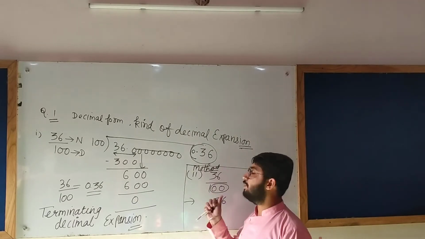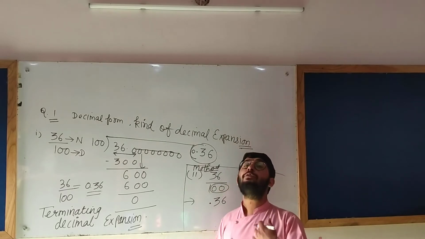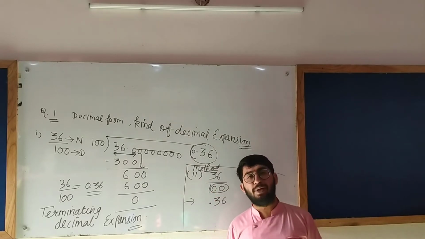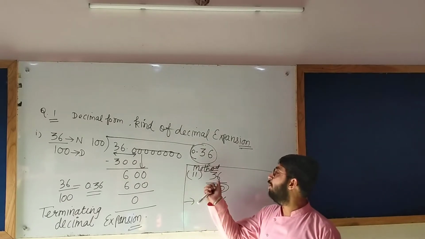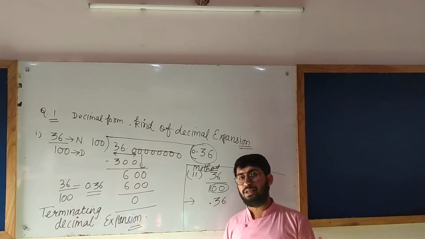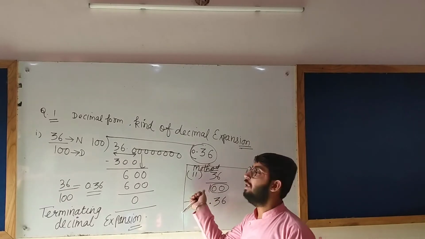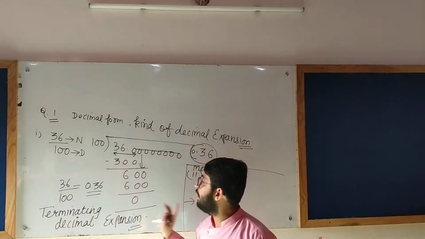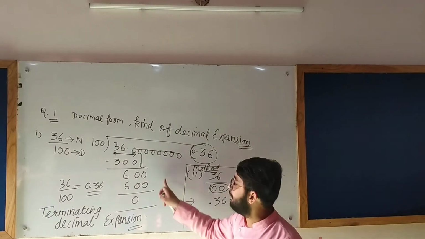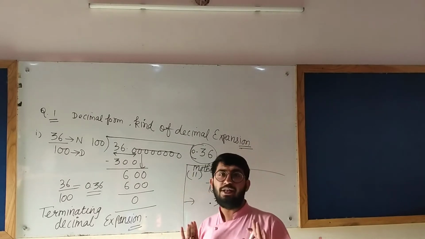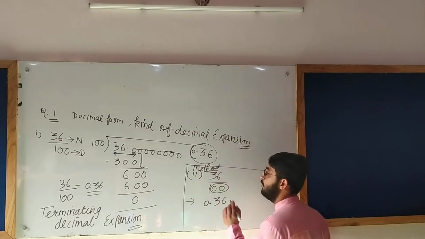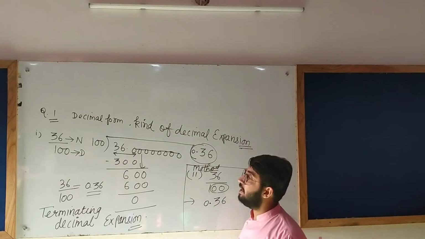Before 2 digits, we used to write a point. Why before 2 digits? Why not before 3 digits? Because there are only 2 zeros present in the denominator. If you go through this method, then you need not do this division. But I wanted to make you understand the division method, so I have done the division. In the examination, you can go through this method also. You can write 0 also here. Okay, the first part is completed.